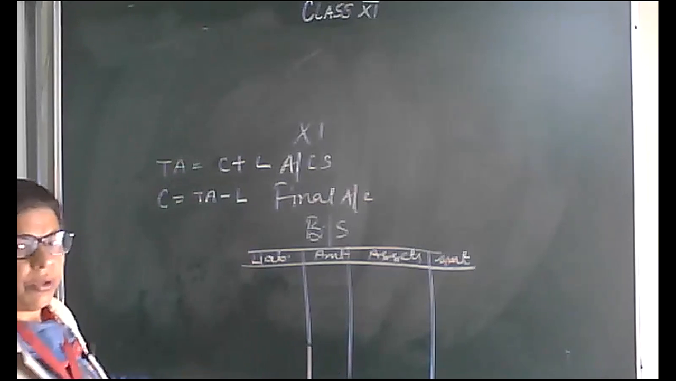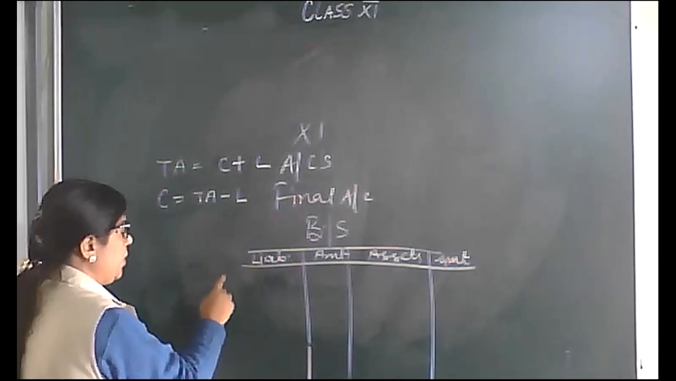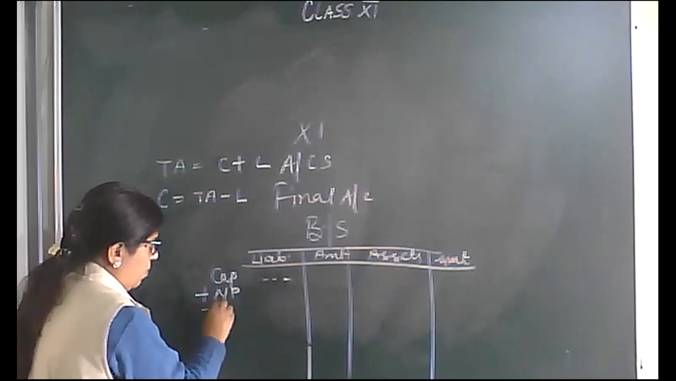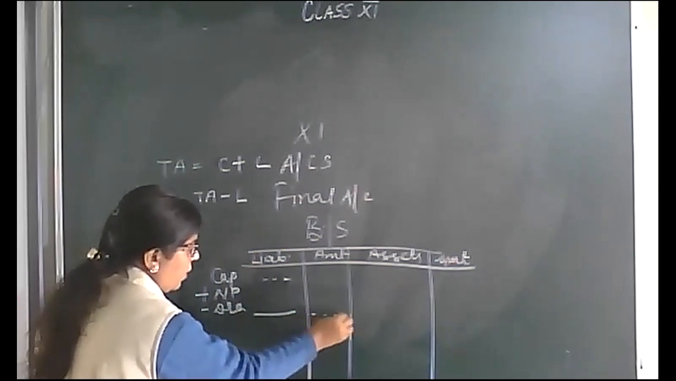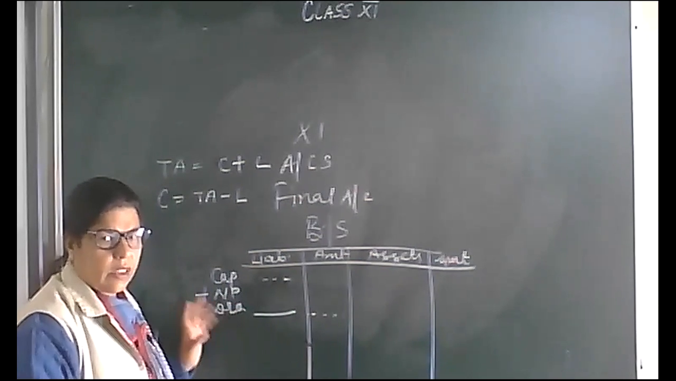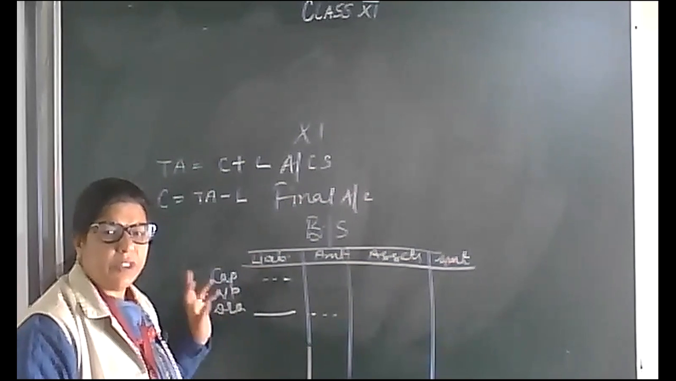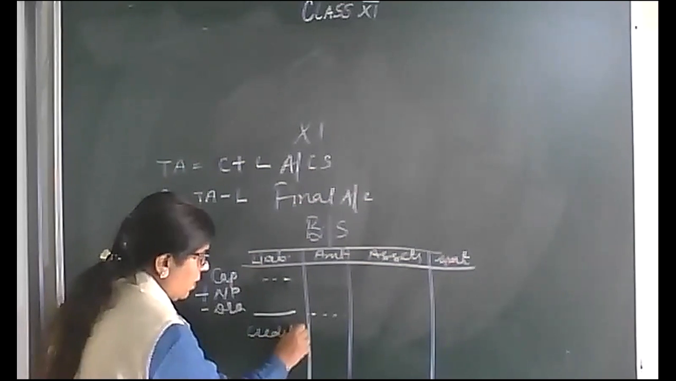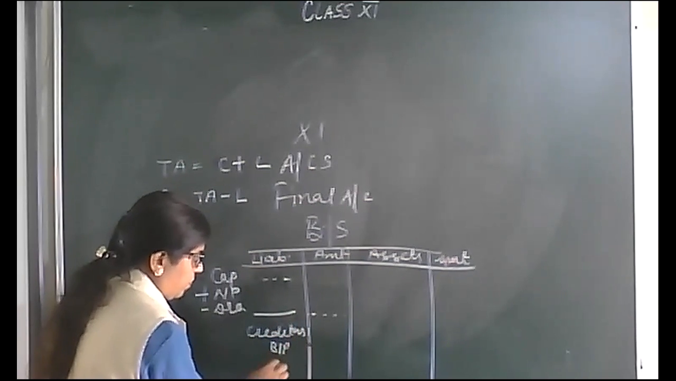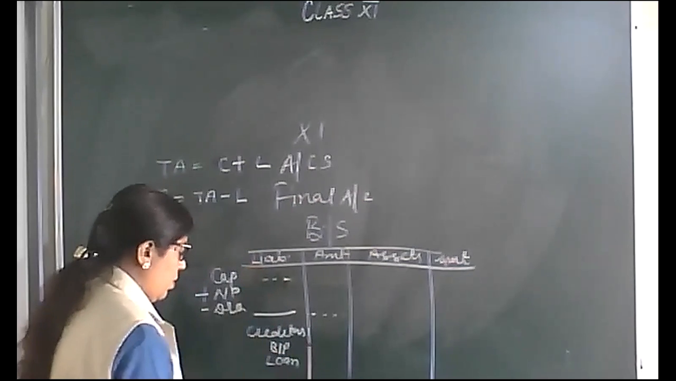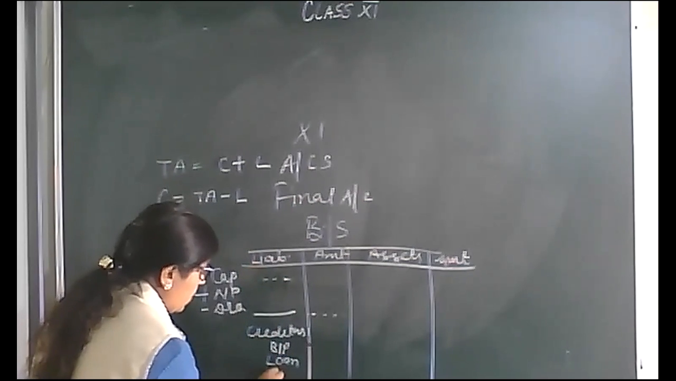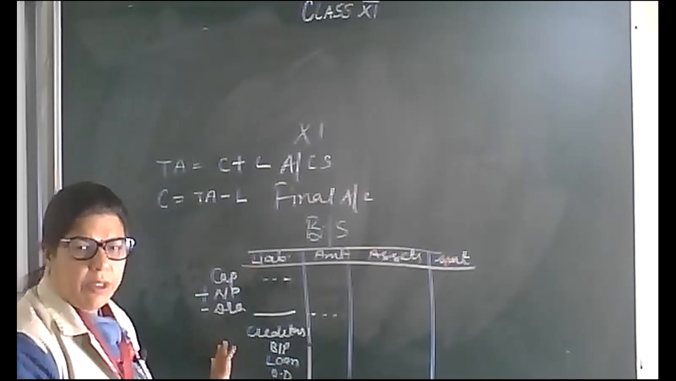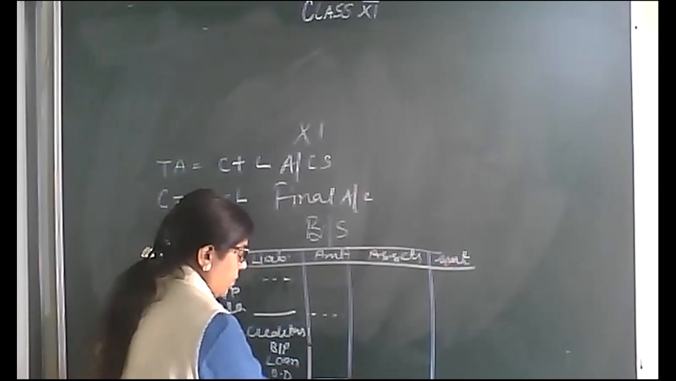Okay, I am going to show you again. Liabilities: capital plus net profit minus drawings, outer column. Okay, this is the rule. If in place of net profit, that is net loss, you should subtract. Then creditors, bills payable, loans from other institutions, bank OD means overdraft. Okay, liabilities this side, total liability.